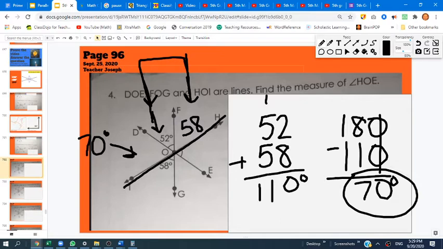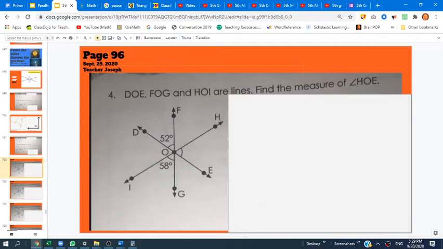Okay, because HOE is opposite internally with DOI. This is also going to be 70 degrees. Okay, so HOE equals 70 degrees. Okay, check your answers to make sure that they're right. And we're going to go on to the next problem.